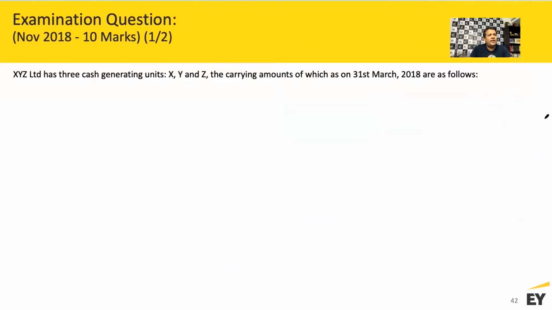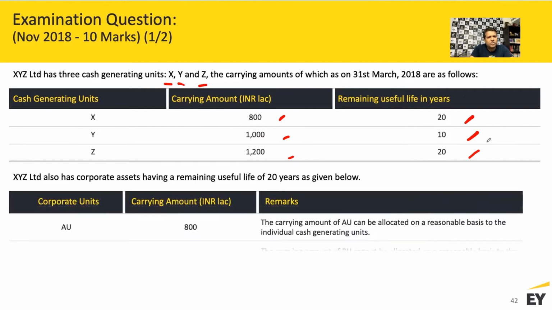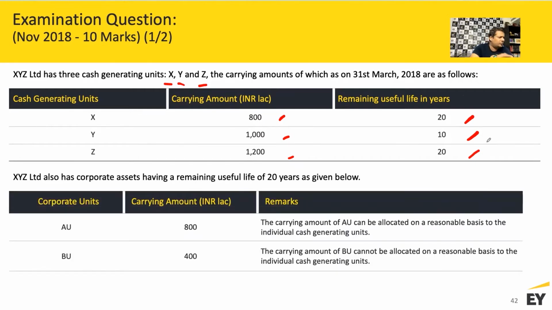Here XYZ Limited has 3 cash generating units, X, Y, and Z. The carrying amount of which as of 31st of March 2018 are as follows: 800, 1000, and 1200. The remaining useful life here, this is the important thing, is 20 years, 10 years, and 20 years. So there is a difference in remaining useful life of these independent cash generating units. XYZ also has corporate assets having a useful life of 20 years.